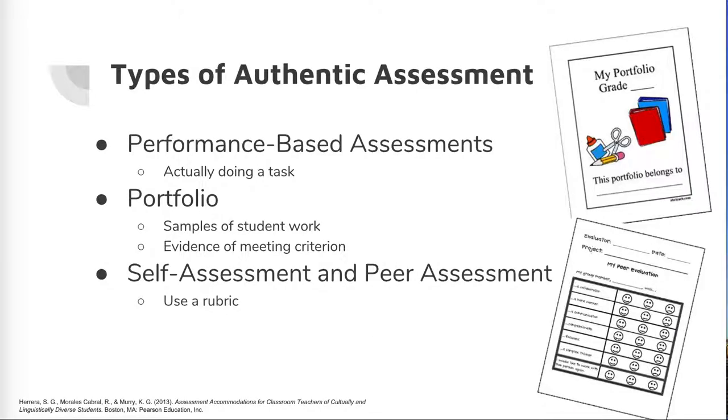There are many different types of authentic assessment. One is performance-based assessments. It means you're actually doing a task. Another would be a portfolio, so that includes samples of student work. It can be paper, it can be online, and the evidence that you have needs to meet a certain criteria. Another one is a self-assessment or a peer assessment, which means that the student needs to use a rubric.